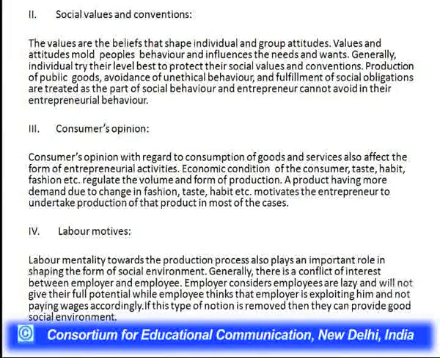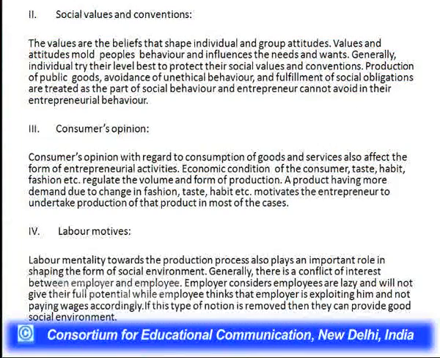Third is consumer's opinion. Consumer's opinion with regard to consumption of goods and services also affects the form of entrepreneurial activities. Economic conditions of the consumers like taste, habit, fashion, etc. regulate the volume and form of production. A product having more demand due to change in fashion, taste, habit, etc. motivates the entrepreneurs to undertake production of that product only. It means we can say that the business houses also mold their production according to the taste and preferences of the consumers.